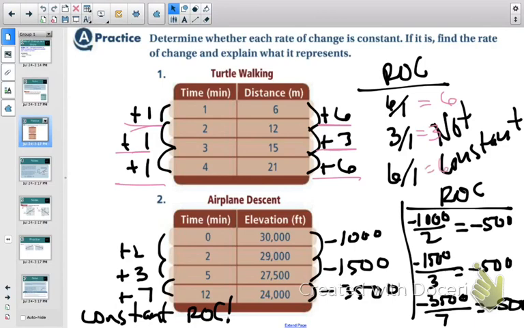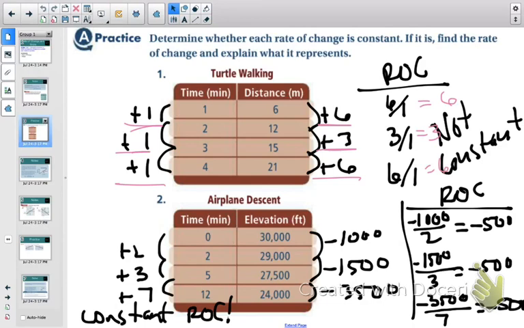However, we look at this airplane descent here. Now when you find the changes, we have negative 1,000, then negative 1,500, then negative 3,500. So I don't want you to see those numbers and say, oh, those are different, so it's not constant. Because look at what's happening to the minutes over here. The minutes aren't going up by the same amount either. It's going up by 2, then 3, then 7.